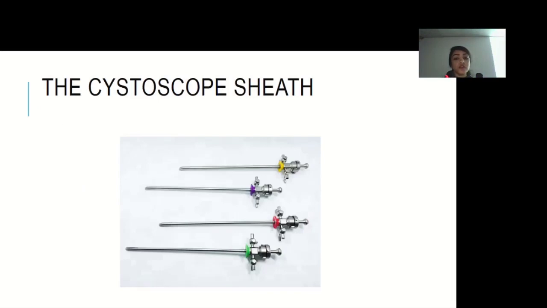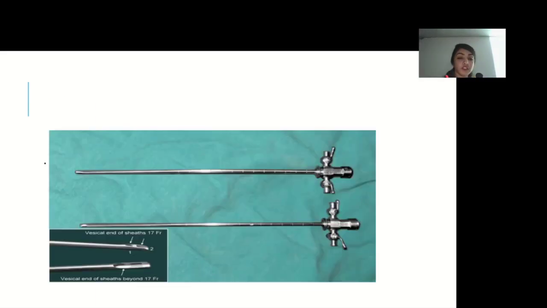So this is the cystoscope sheath. This sheath has a few parts. This is the sheath beak. This is the inlet and outlet channels, and there is a locking mechanism over here. Between the 17 FR sheath and the other sheaths there is only one difference: the 17 FR sheath has two holes, while the other sheaths beyond 17 FR have a single large hole.